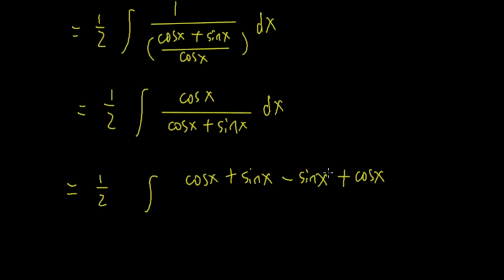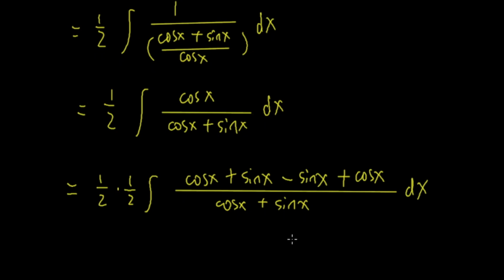Then I can have this portion divided by this portion. However, if you look at the numerator right now, the net total is 2 cosine x, but the original integral is only 1 cosine x here. So I have to divide by 2, right? So multiply by 1 over 2. Now, all over this, cosine x plus sine x, dx. Now, this integral here is the same as this integral, so I have not changed anything.